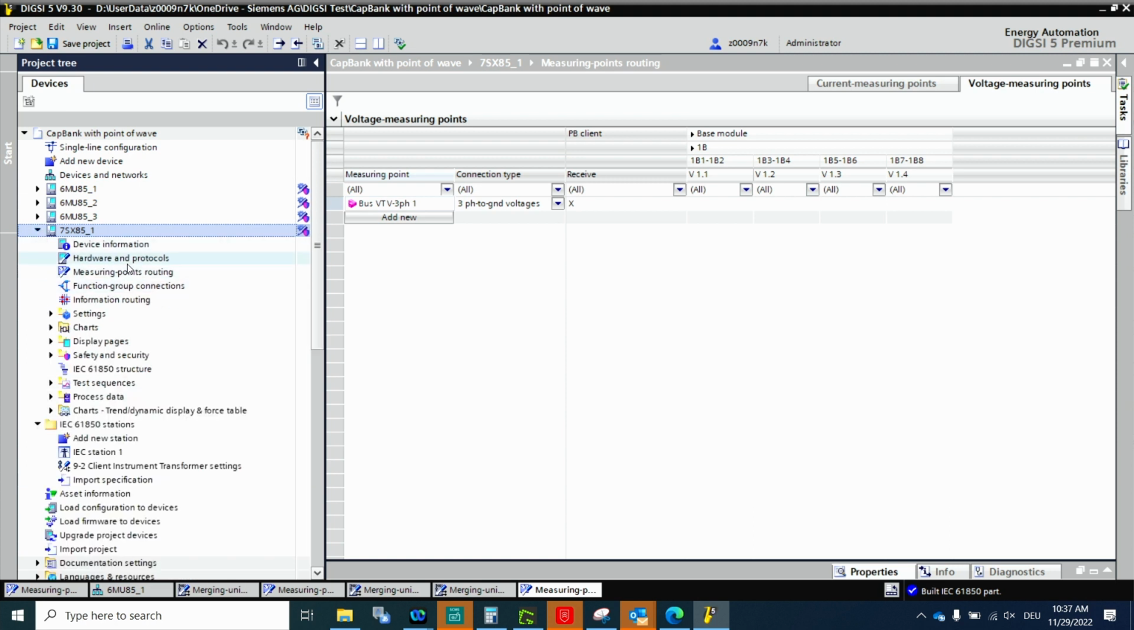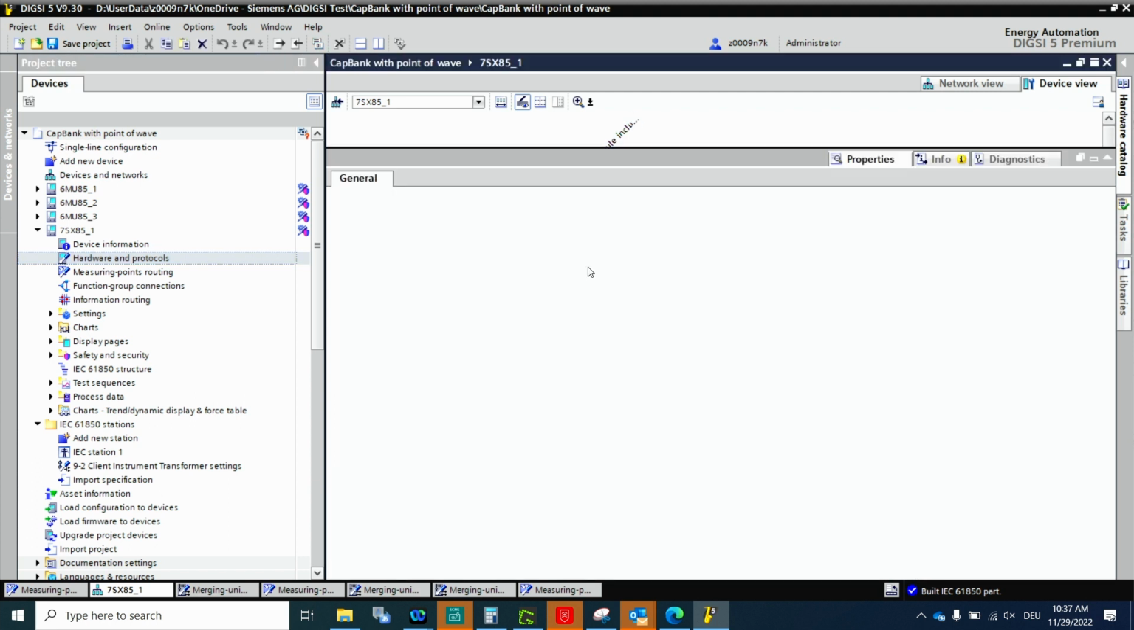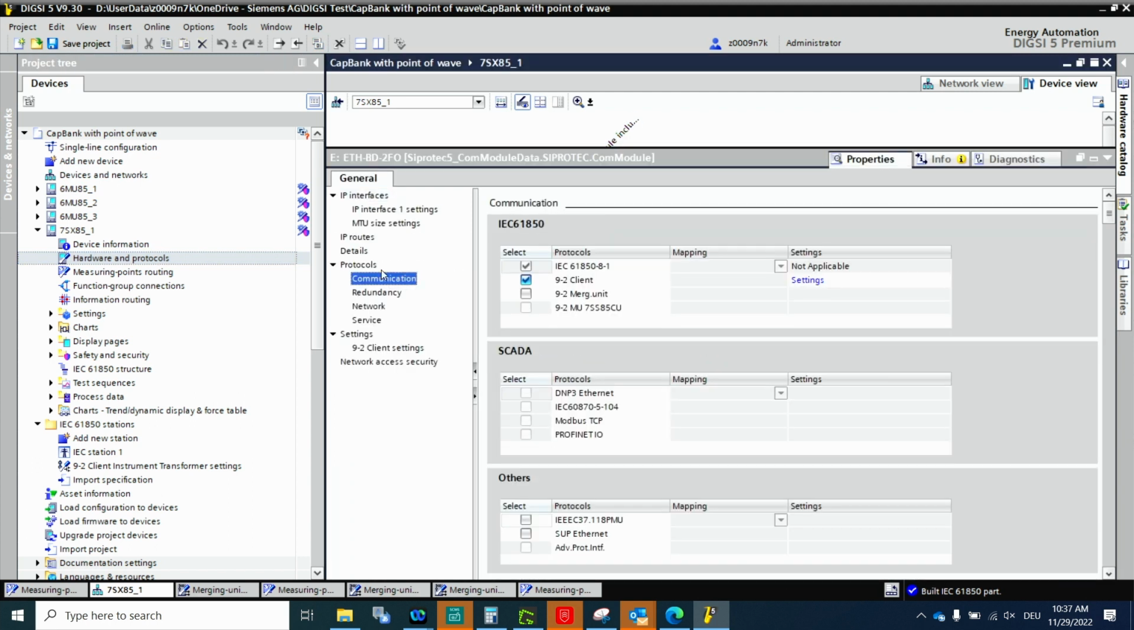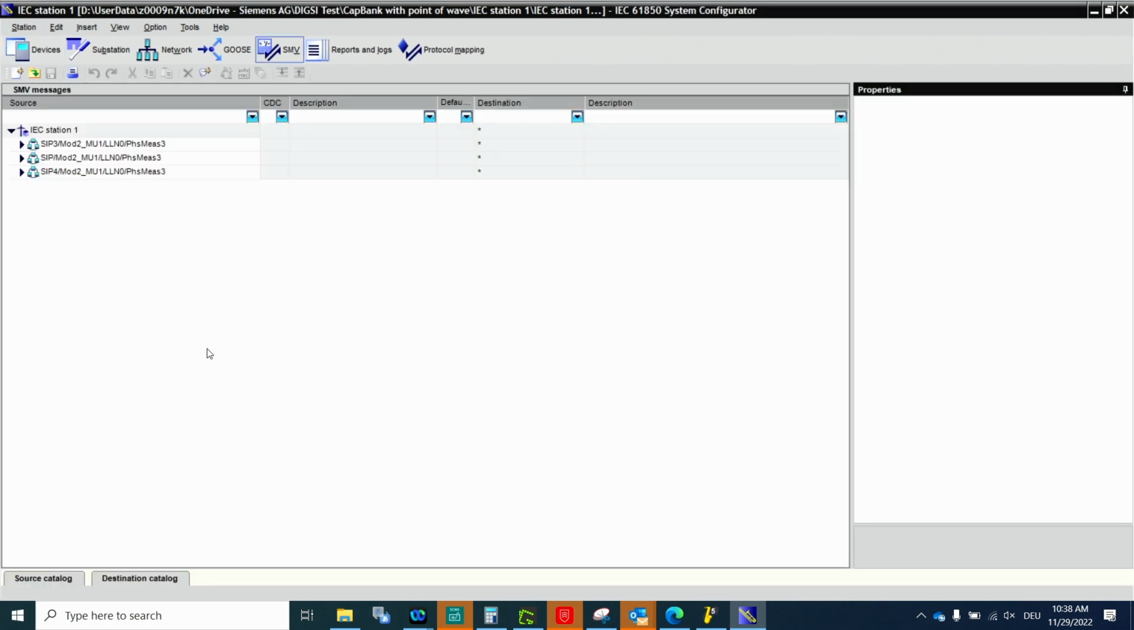In hardware and protocols, the functionality to receive sampled measured values through the protocol 61850-9-2 client is enabled. Once it's done, the information is exported to the IEC 61850 system configurator. For this application, the 61850 station was created in advance. Then the system configurator is opened and the sample values coming from the merging units can be related to the clients.